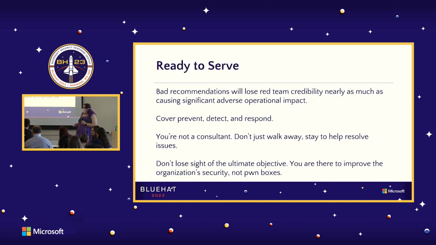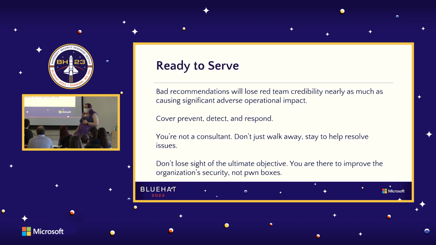So, ready to serve. First one is really important to me. Bad recommendations will lose you more faith with operation teams than even causing downtime in a lot of cases. They don't want recommendations that are unworkable or unfeasible. Sometimes it might be a big recommendation that requires an architecture change or something that can't be accomplished immediately. But there's a difference between that and a recommendation that makes no sense whatsoever, especially if you're just using an automated tool and saying, here's the output, this tool said this. Well, as a red teamer, you're expected to do more than that. You need to validate that it was actually an issue and show that there's risk to it, not just regurgitate what some tool told you.